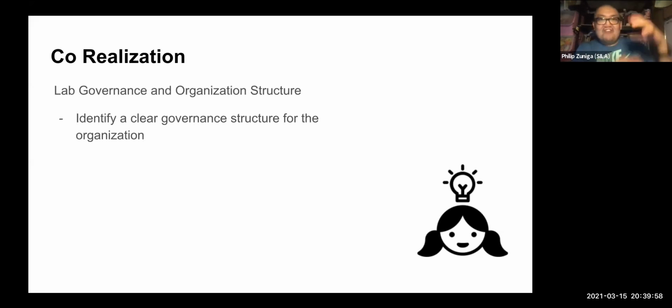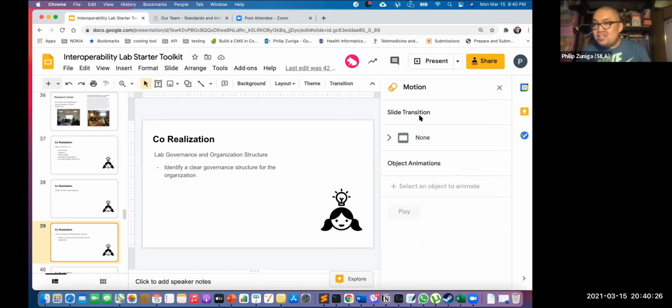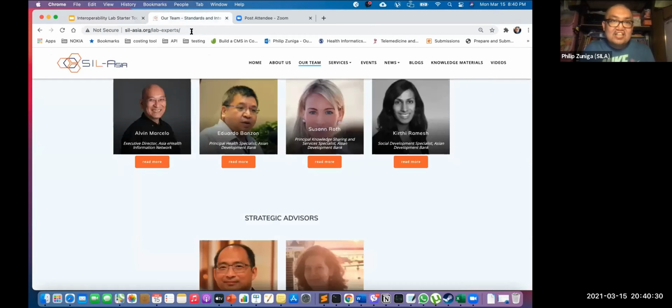Finally, we are still in the core realization phase. I told you earlier, this is actually the hardest phase, because we have to plan. We have to think about it before we implement the lab. So we have to identify lab governance. How will the lab be organized, and what will be the governance structure? Okay, so I will be sharing with you the governance structure that we have at SIL-Asia. So let me show this to you.